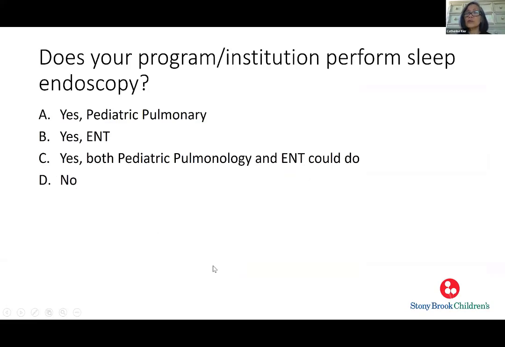Does your program or institution perform sleep endoscopy? Okay, so about 40% would have the ability to perform sleep endoscopy.